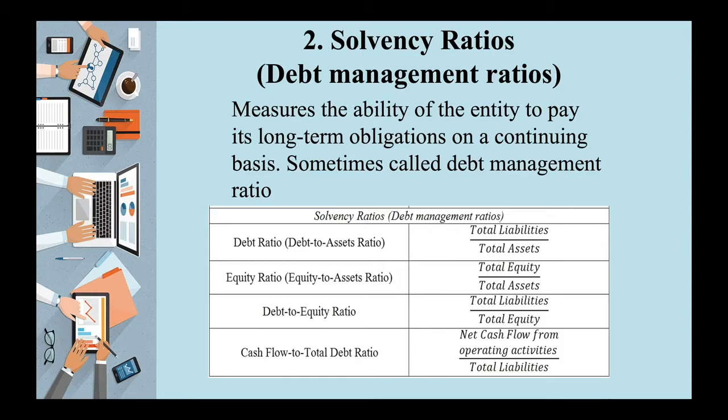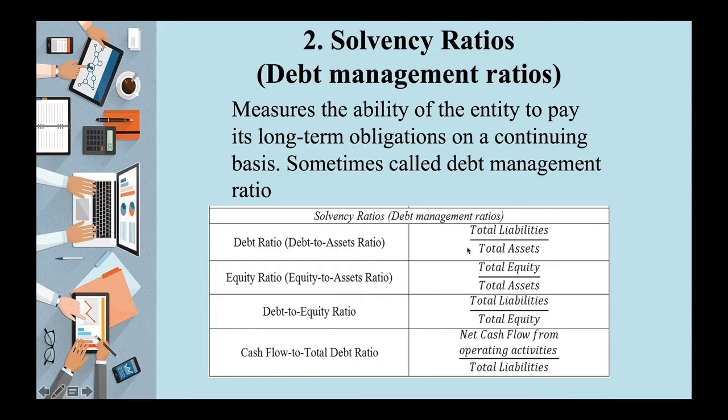ratios. When we say debt management ratios, guys, this is the measure of the ability ng entity to pay its long-term obligations on a continuing basis, sometimes called debt management ratio. Long-term no, obligations lagpas 1 year. Kapag current kasi, less than 1 year. So long-term obligations lagpas 1 year. Ano yung mga ratios na under dito sa solvency ratio? So for the first one, we have the debt ratio or the debt to assets ratio.